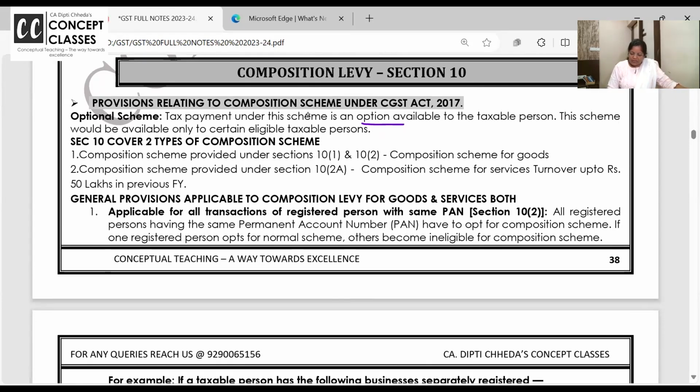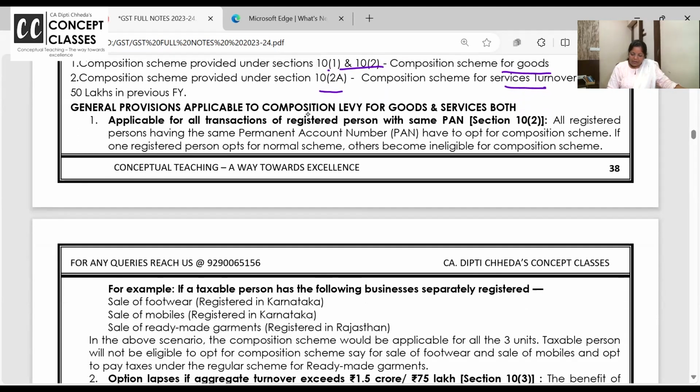Okay. Section 10.1 and 10.2 is covering composition scheme for goods, and 10.2A is added now, composition scheme for services. Okay, right. All the registered persons having the same PAN have to opt for composition scheme. If one registered person opts for normal, another is not eligible, right?